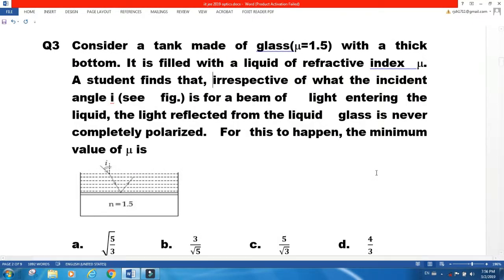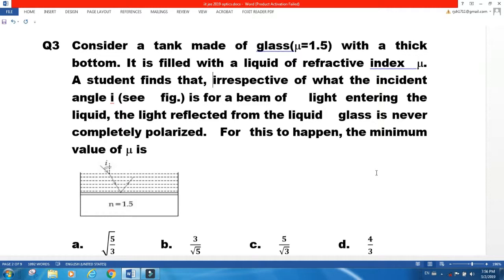Next question. Consider a tank made of glass, refractive index 1.5, with a thick bottom. It is filled with a liquid of refractive index mu. A student finds that irrespective of what the incident angle is for a beam of light entering the liquid, the light reflected from the liquid-glass interface is never completely polarized. For this to happen, the minimum value of mu is?